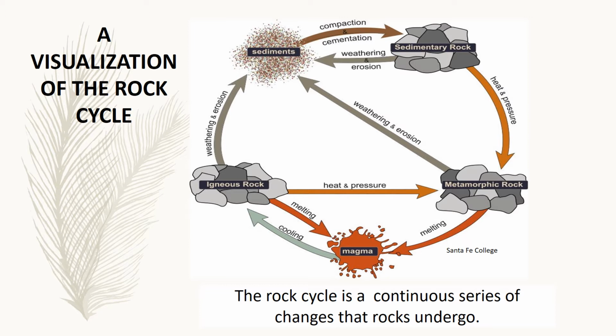You'll also notice that in order for a rock to become a metamorphic rock, it has to undergo extreme heat and pressure. And then finally, when looking at the igneous rock, in order for that to happen, the rocks have to be melted and then cooled to become the igneous rock.